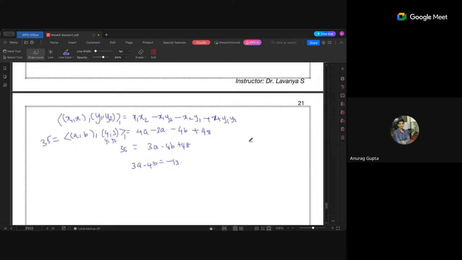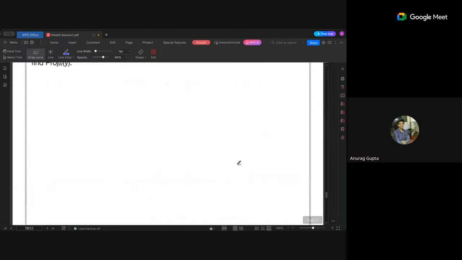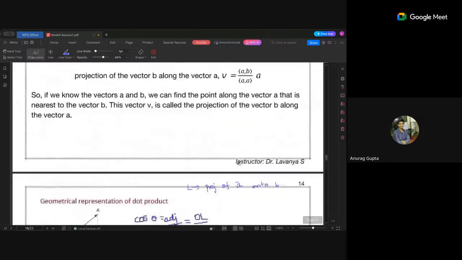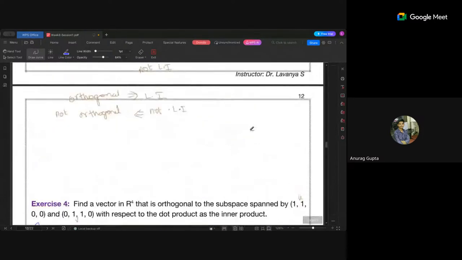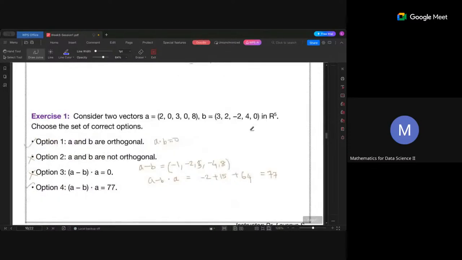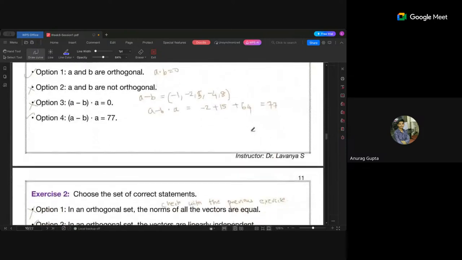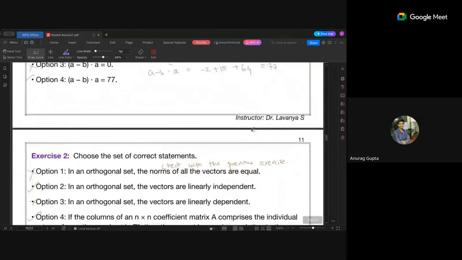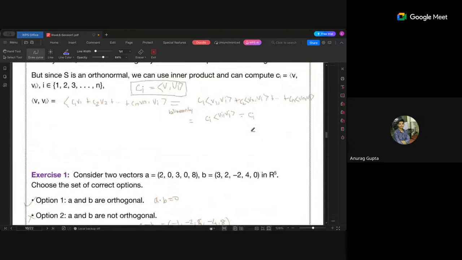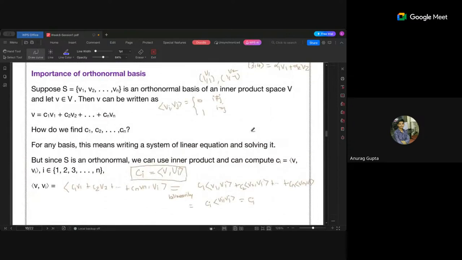Can you go to page number 10 of this slide which you have opened? Go above. This, ma'am, the last line, c1 v1 plus c2 v2. I didn't get this thing. Which one, which you wrote yourself at the end? Above this. Yes, this one, ma'am.